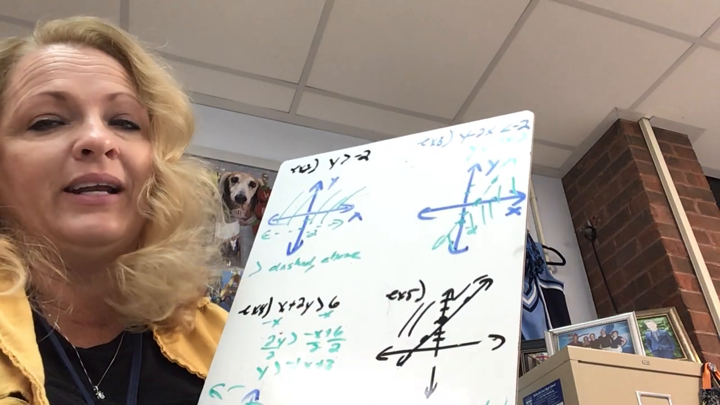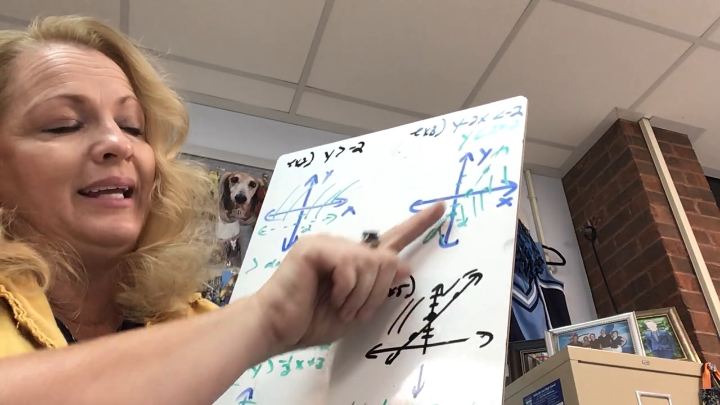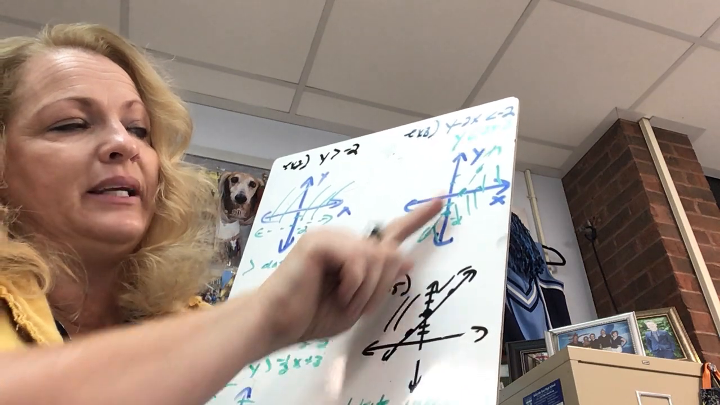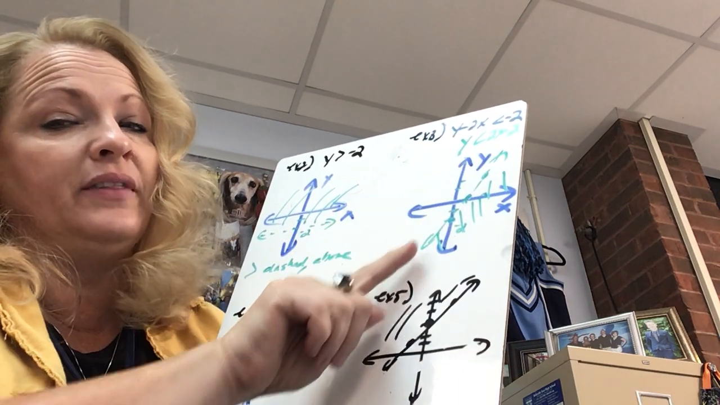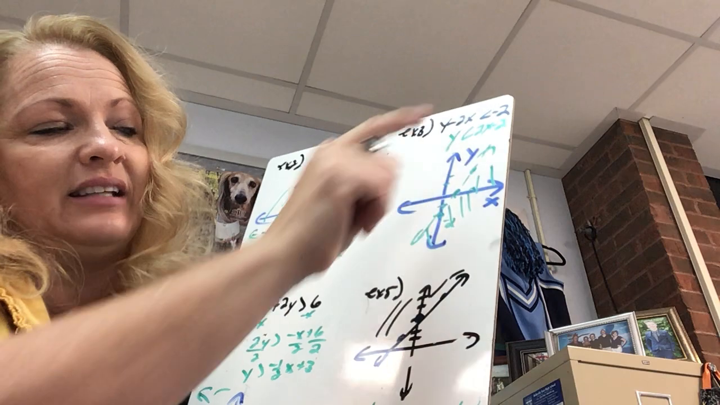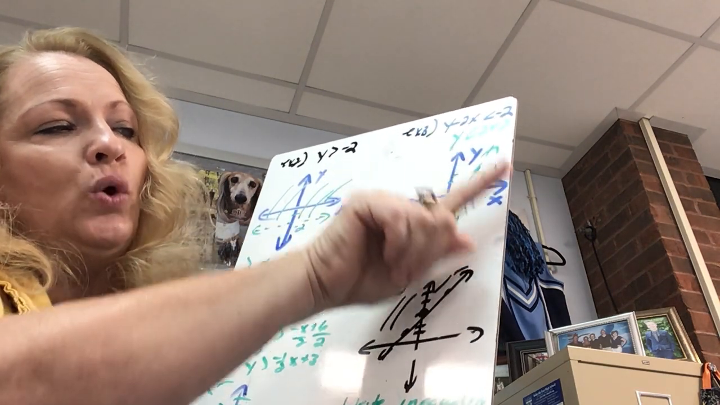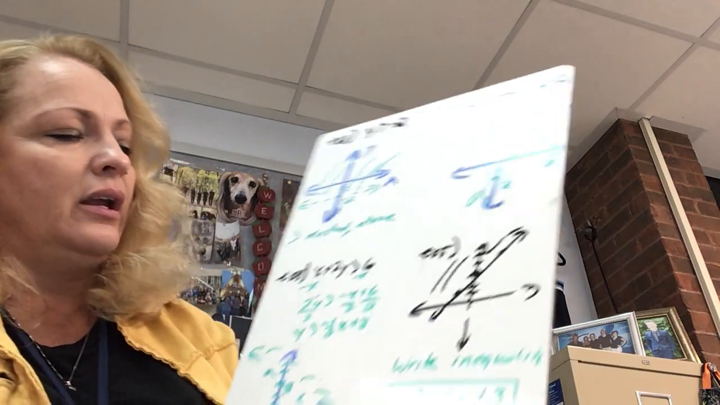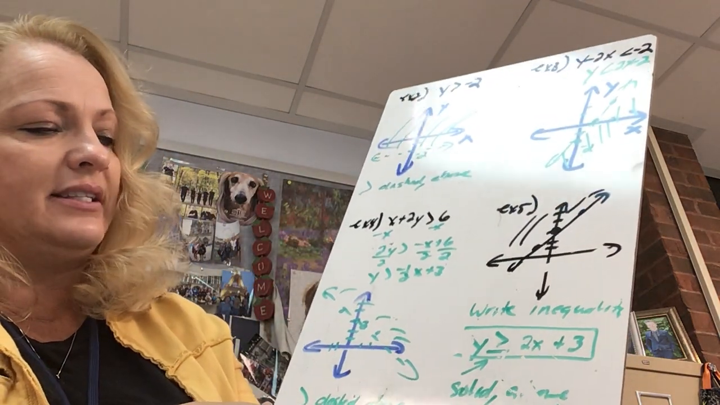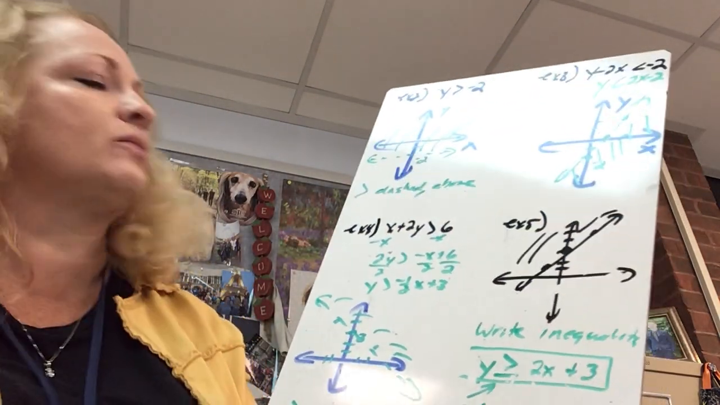Now it is less than, so I'm going to make a dashed line because the points on the line are not answers since it's less than. And then I'm going to shade below, low, less than. All right. So let's take a look at the last one as far as graphing.